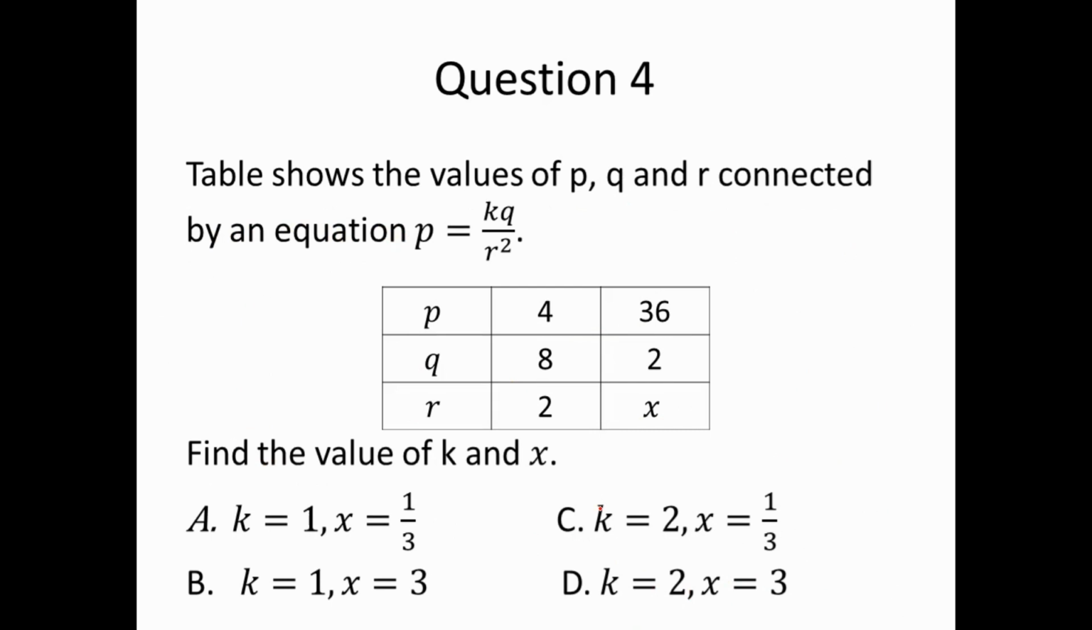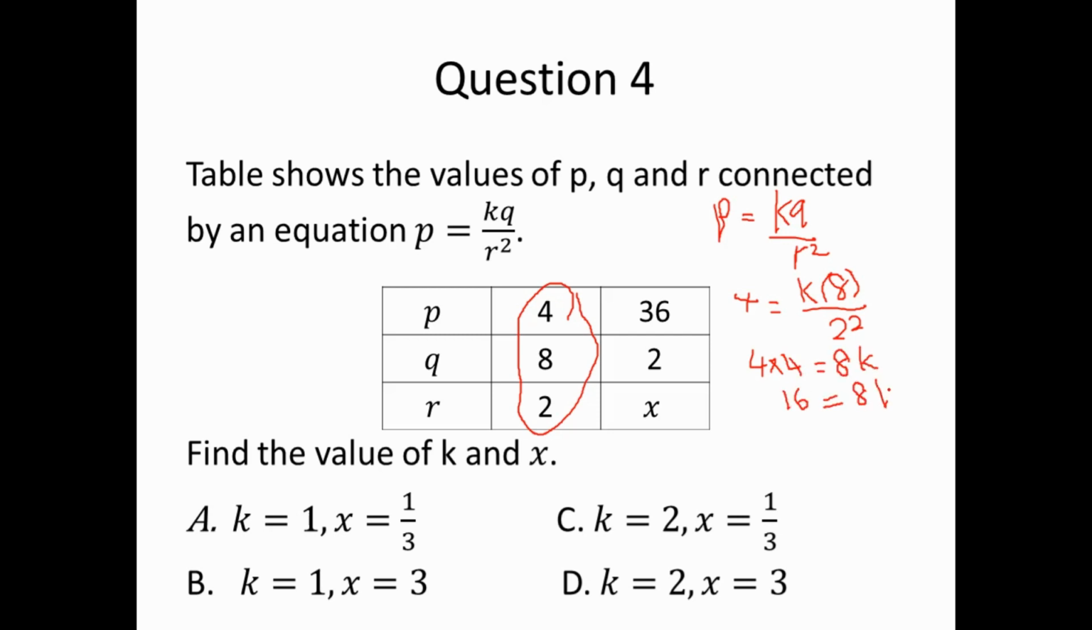Number 4. The table shows the values of P, Q, R connected by the equation P equals kQ over R squared. Find the values of k and x. We use the first pair of P, Q, R to find the value of k first. P equals 4, Q is 8, R is 2 squared. 2 squared is 4, so 4 times 4 equals 8k. 16 equals 8k, so k equals 16 divided by 8, which is 2. So k equals 2.